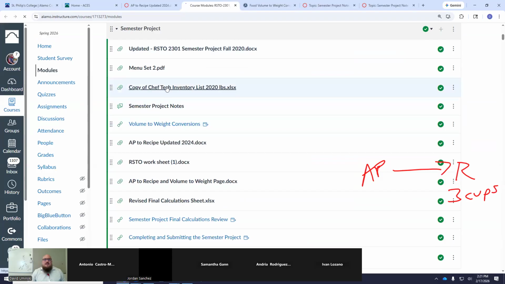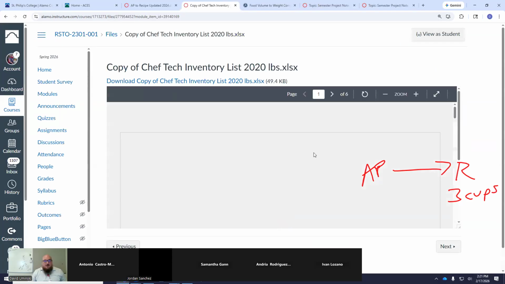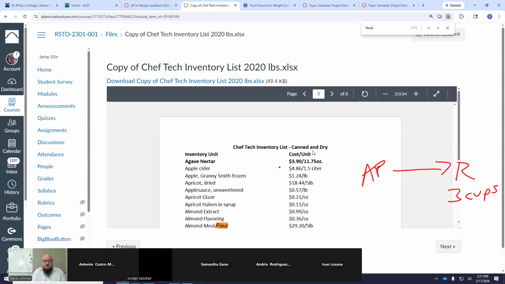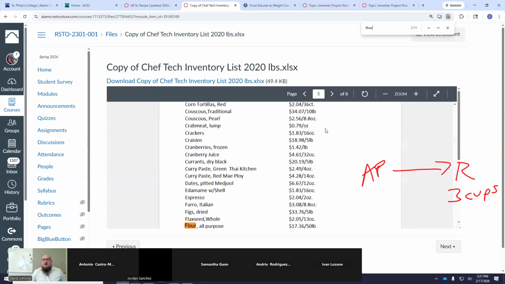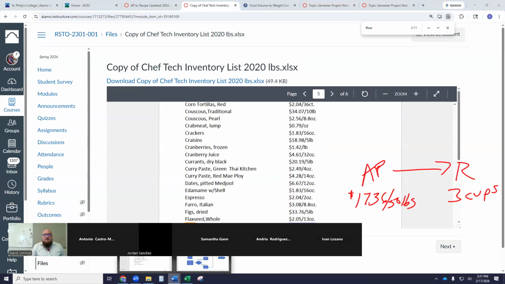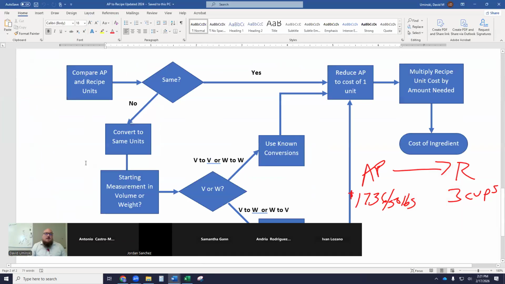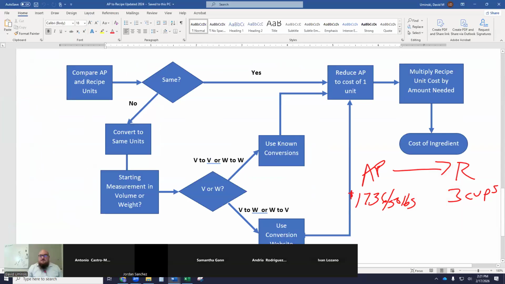And in our Chef Tech inventory list, flour, we'll do Control F. All-purpose flour is $17.36 for 50 pounds. Okay. So now let's go to here and let's use our flow chart.